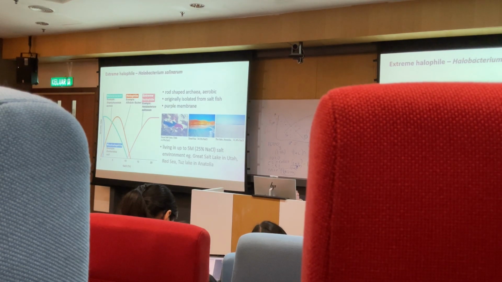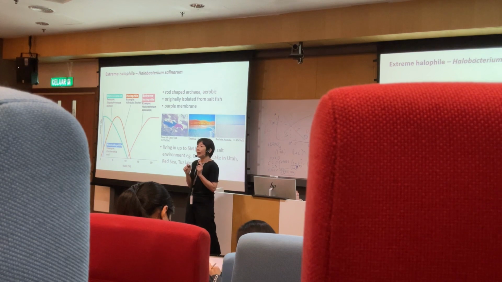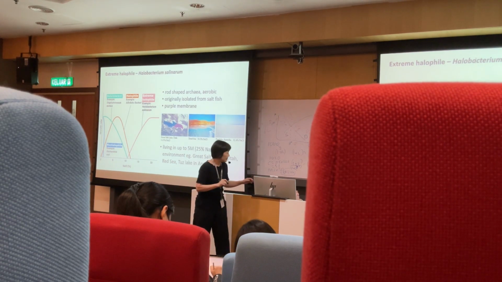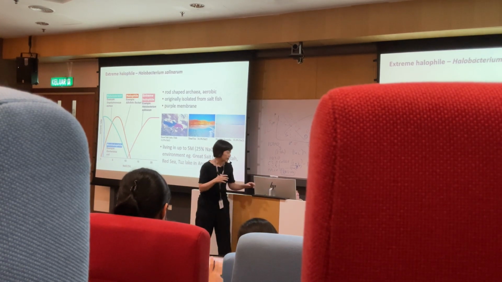And they also have a purple membrane because they contain some pigment in the membrane. So you see that purple color, that entire lake, half of it at least in purple color. That means they are full of this archaebacteria. Now, we want to look at how this Halobacterium salinarum can adapt to the high salt conditions.